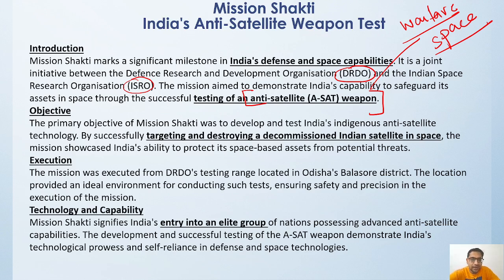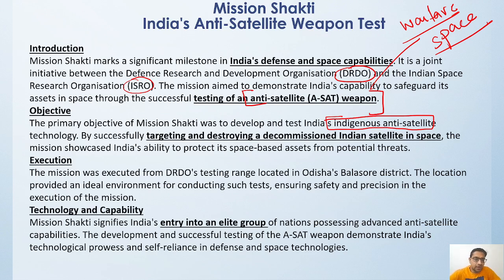So here in the Mission Shakti, India has shown its indigenous anti-satellite technology. India targeted and destroyed its own decommissioned satellite in space, which shows that India now has the capability to target satellites in space. This whole test was conducted from the Balasore district of Odisha, because at that place we have a very good testing range. At that place various types of testing happen for safety and precision.